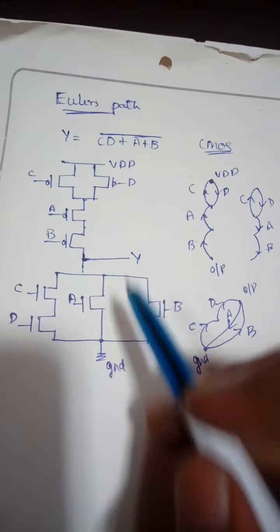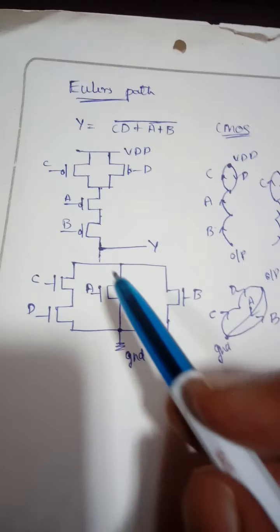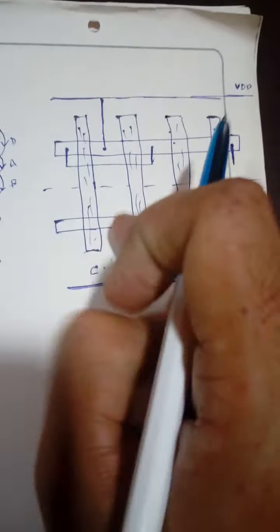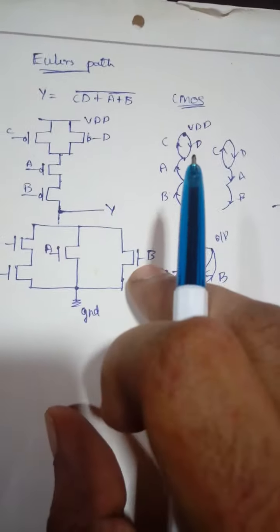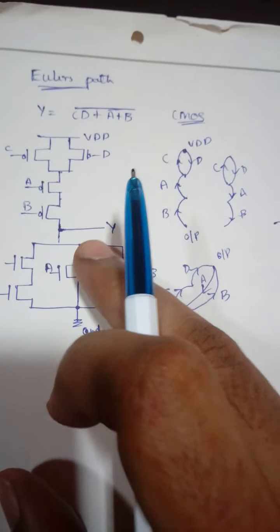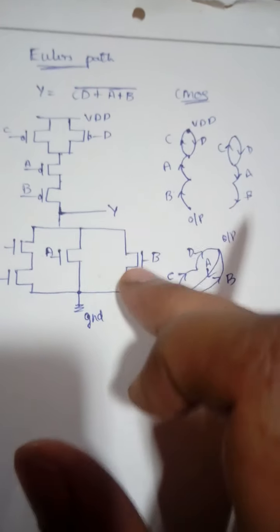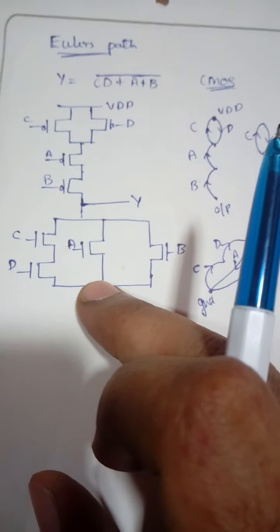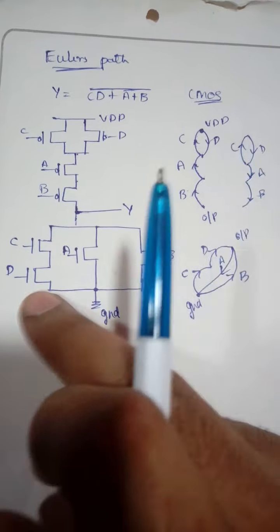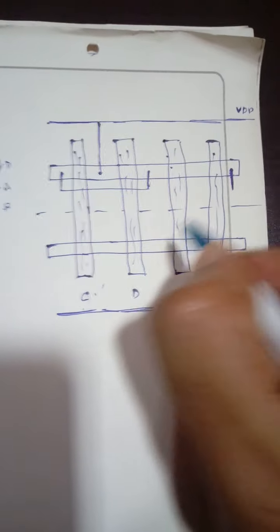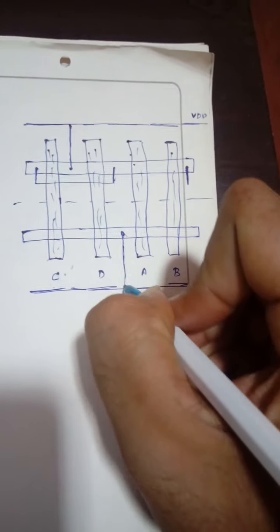Now coming to the bottom side. So here C and D are in series. So C and D should be kept in series. A is parallel to B, right? So one end of A is connected to the ground, one end of B is connected to the ground, and one end of D is connected to ground. So we'll do it in such a way that the end which is close to D and A, we will connect it to the ground.